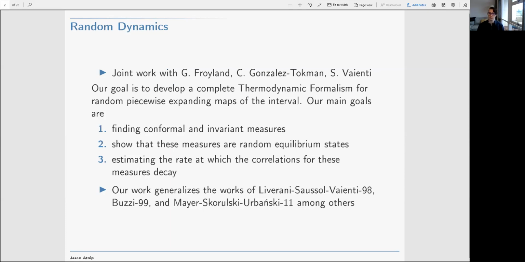Our basic goals are we're going to look for conformal and invariant measures. Then we want to show these invariant measures are unique and in fact are random equilibrium states, and then show further that these measures satisfy an exponential decay of correlations. Our work is going to generalize the work of Liverani-Saussol-Vaienti in the deterministic setting, and we're going to mainly pull techniques from Buzzi and Myers, Skorolski, and Urbanski from the random setting.